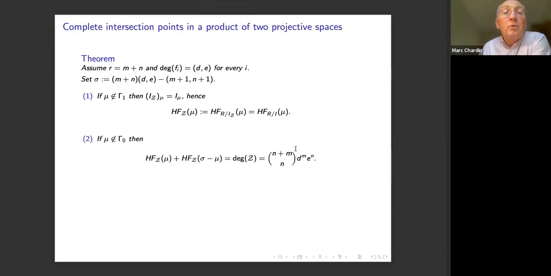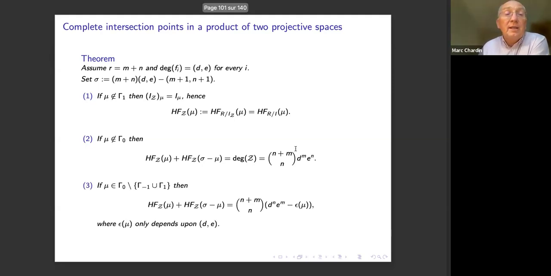The second thing is that if mu is not in gamma 0, then we have this thing like before. We have this kind of duality, okay? The Hilbert function of Z in degree mu plus the Hilbert function of Z in degree sigma minus mu will always be equal to the degree. And in this case, the degree is the binomial coefficient (m+n choose m) times d^m times e^n. That's a general computation, you can always compute the degree. In fact, it will be the sum of the products of the d_i and the e_j's if we have different degrees, but here all are the same, so we have a very simple formula.